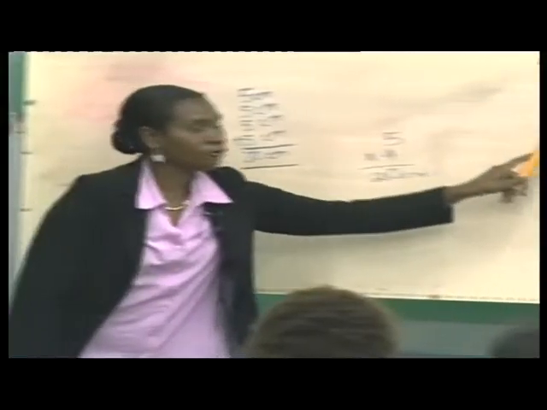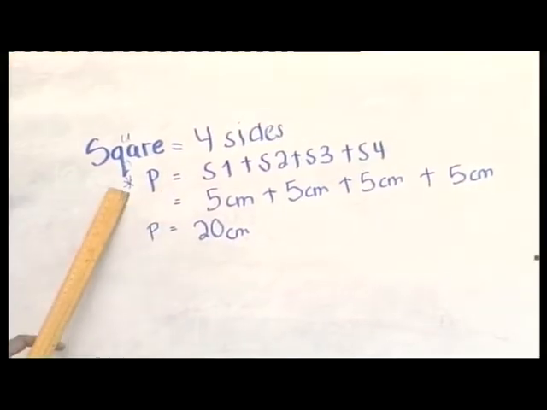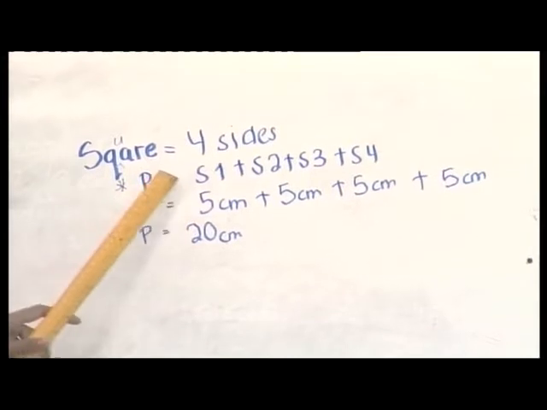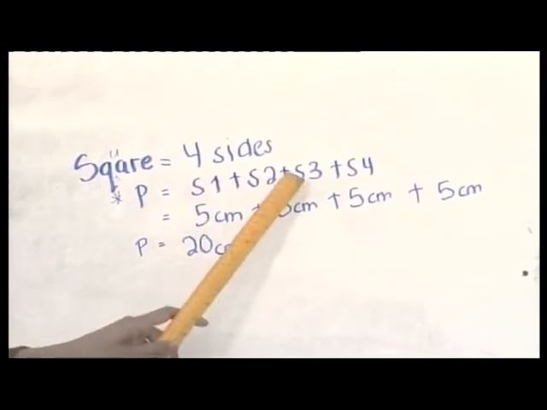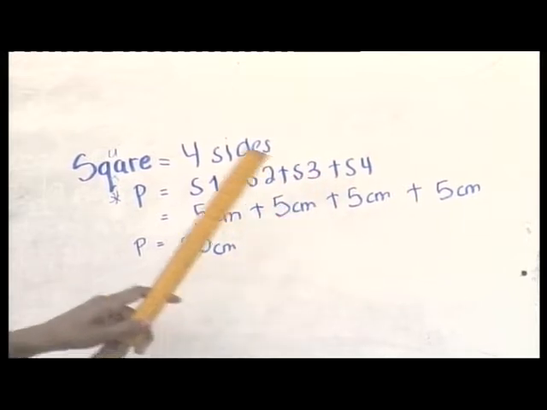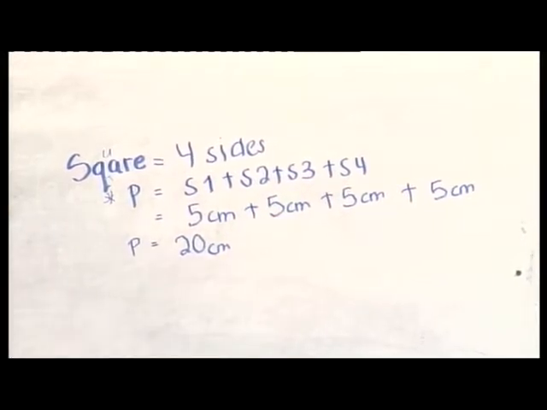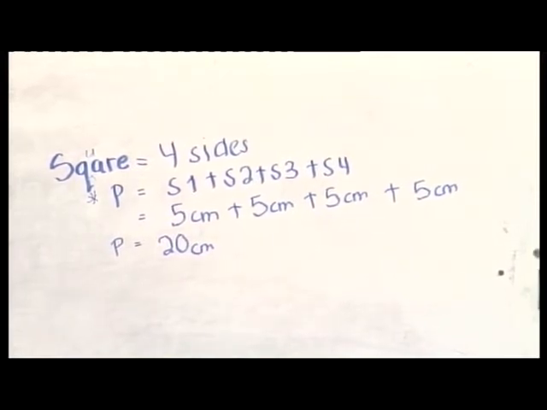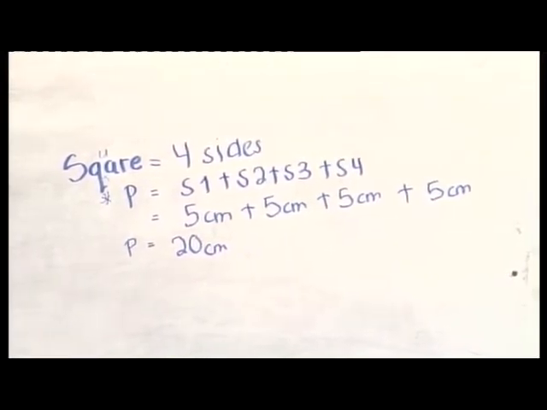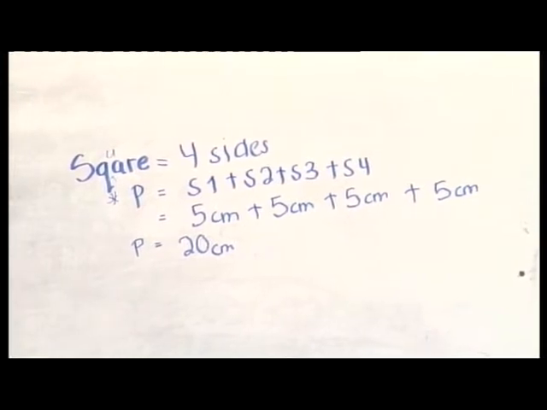Then she's got the formula. Perimeter is equal to side 1 plus side 2 plus side 3 plus side 4. Because you have already answered, perimeter is when you are calculating the total distance around a shape. So here, a square has four sides.